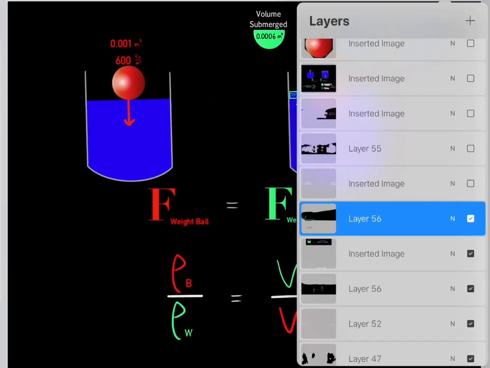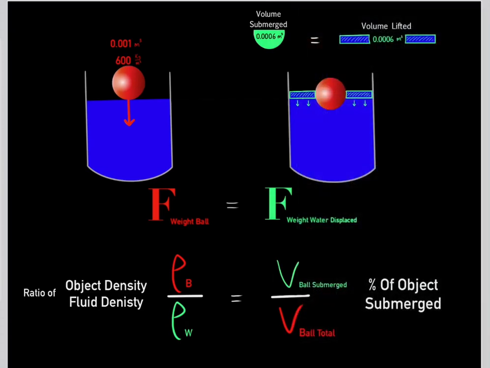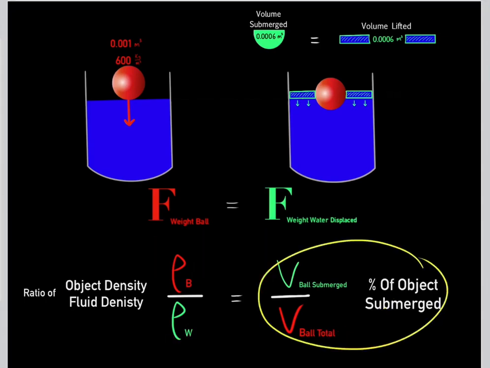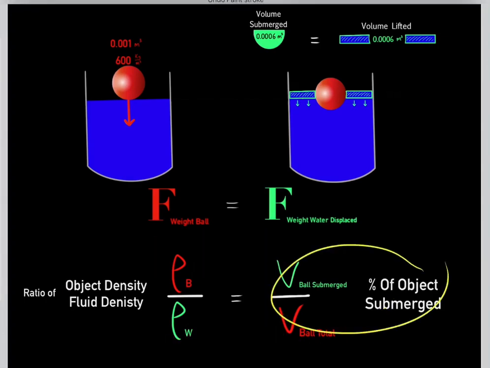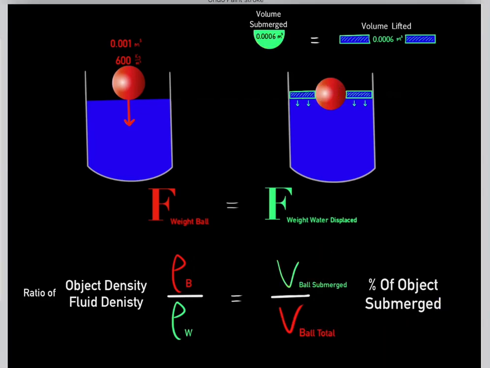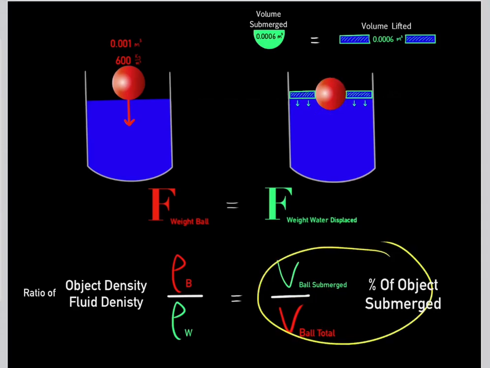This equation essentially tells us that the ratio of the density of the ball divided by the density of this fluid equals the volume of the ball submerged divided by the total volume of the ball. And this is an important equation. The percentage of an object submerged, which is what this is, the volume of the ball submerged divided by the total volume of the ball, is the percentage of the ball that's been submerged.